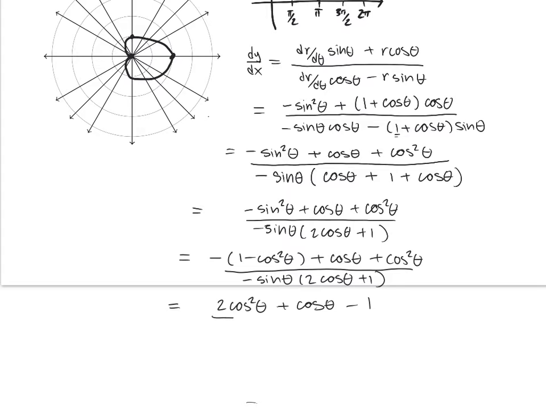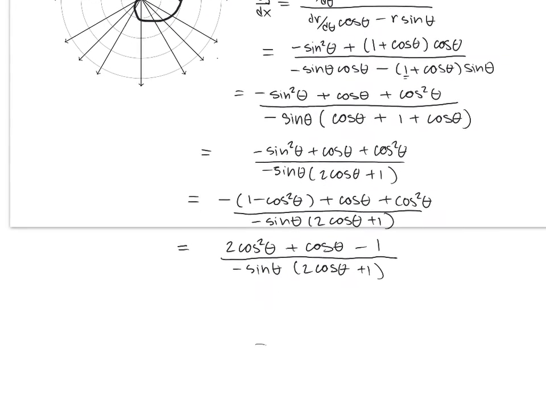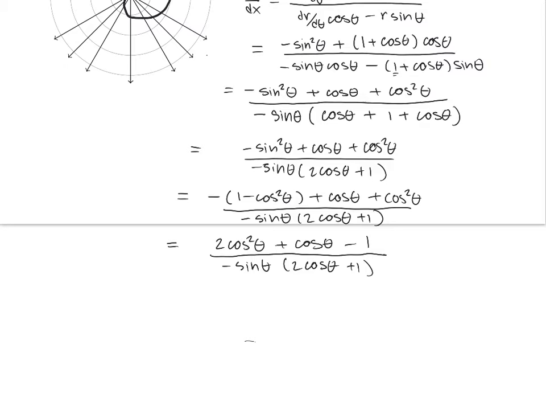Okay, so you got 2 cosine squared theta plus cosine theta minus 1, do you agree with that? Over negative sine theta times 2 cosine theta plus 1. And then one more step, and I swear I'll stop. Factor the numerator. Could you, at that step, separate them out and say the numerator equals 0 and the denominator equals 0? Yeah, you could. I'm just going to factor first, but you could.